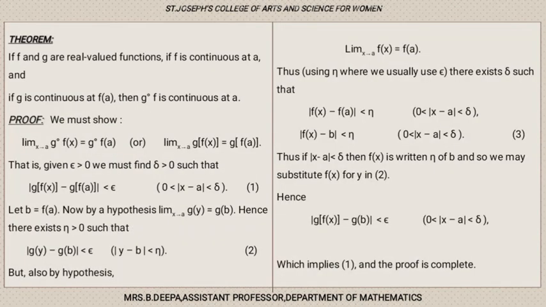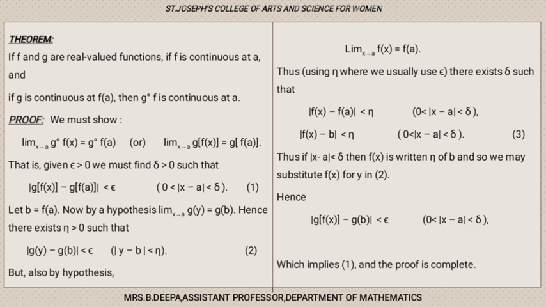Next, theorem on continuous function. If f and g are real valued functions, if f is continuous at a and if g is continuous at f of a, then g composite f is continuous at a. Proof. We must show limit x tends to a of g composite f of x equals g composite f of a, or limit x tends to a of g of f of x equals g of f of a. That is, given epsilon greater than 0, we must find delta greater than 0 so that modulus of g of f of x minus g of f of a is less than epsilon, where modulus of x minus a lies between 0 and delta.